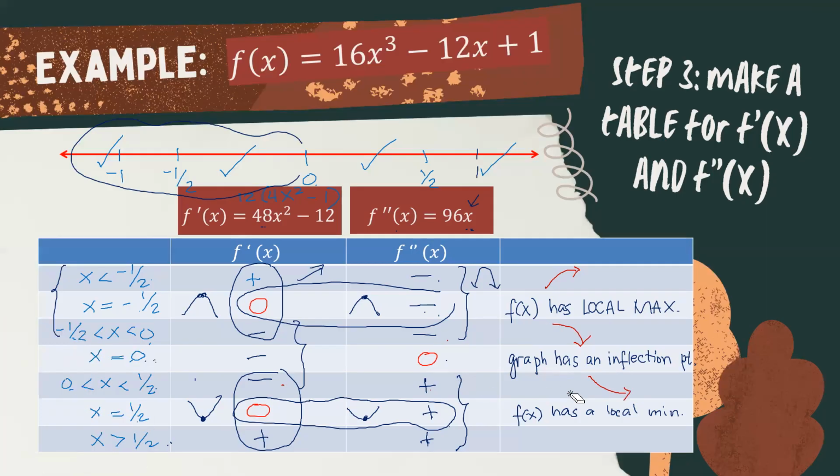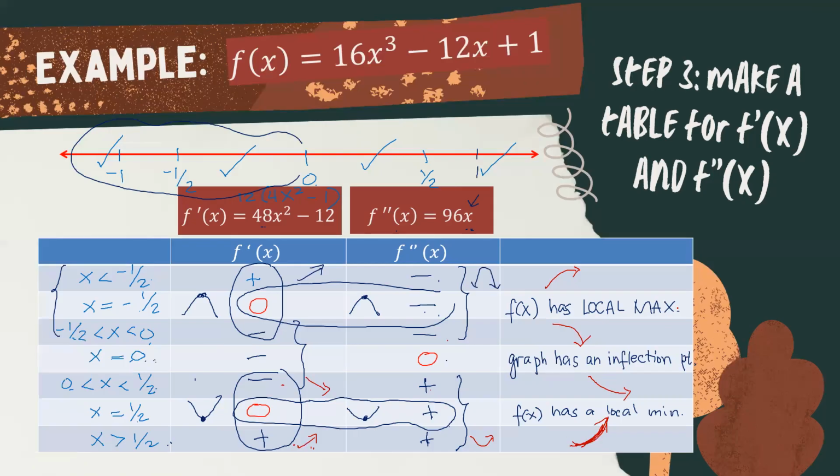Decreasing, pero concave upward. Tapos, increasing, kanina decreasing, no? Now, increasing, pero concave upward. So, increasing na concave upward, it's like this. Pag ganun. Okay.